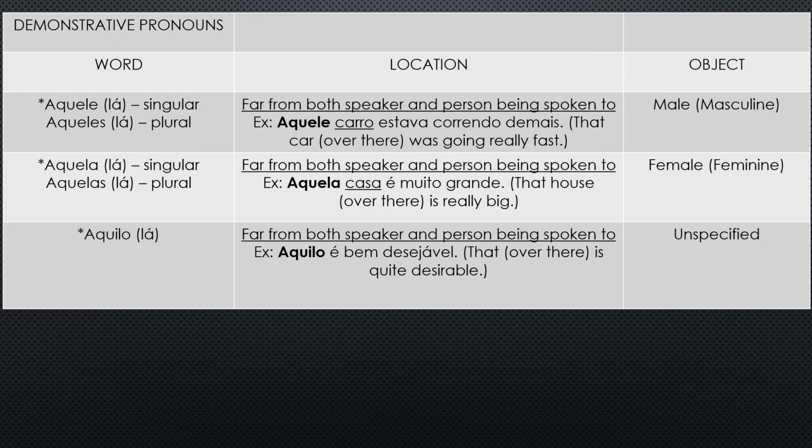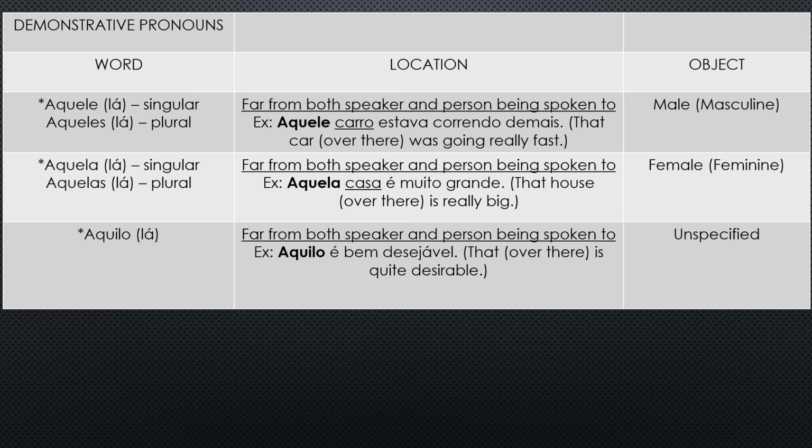And then if it's an unspecified object, not masculine or feminine, but it's way over there, far away from both the speaker and the person being spoken to, then it's aquilo. Aquilo é bem desejável. That over there, away from both of us, is quite desirable. So that's what that means.